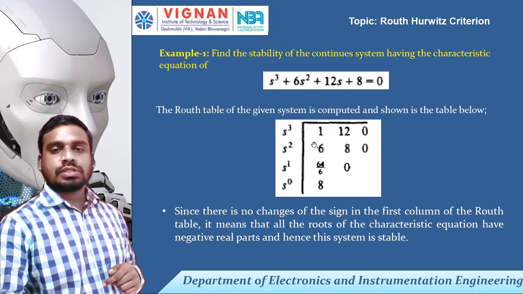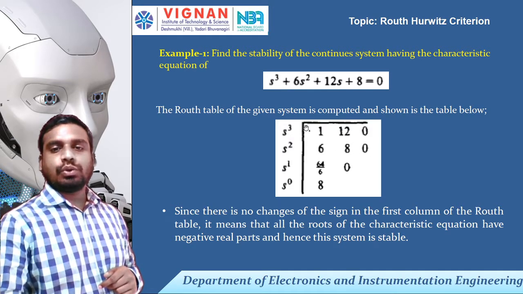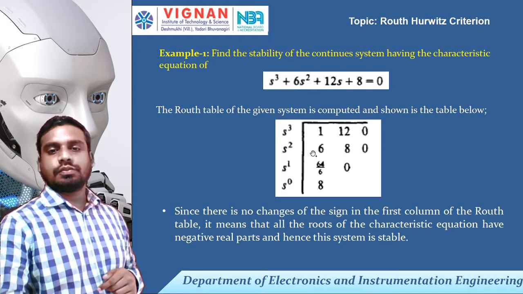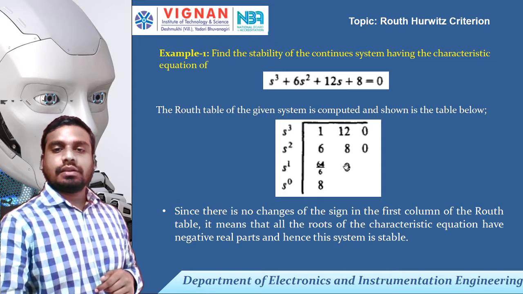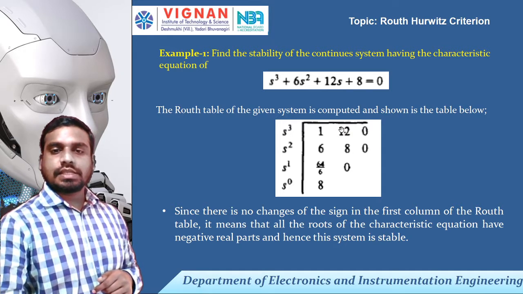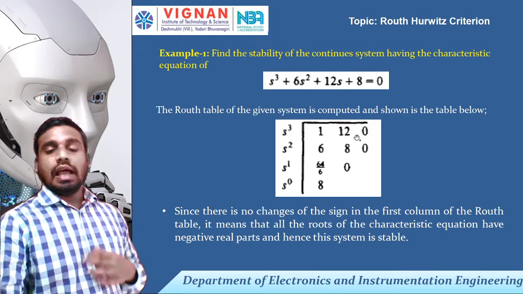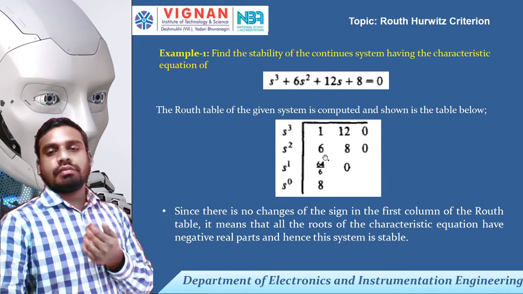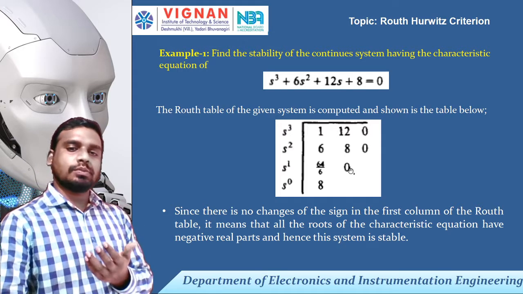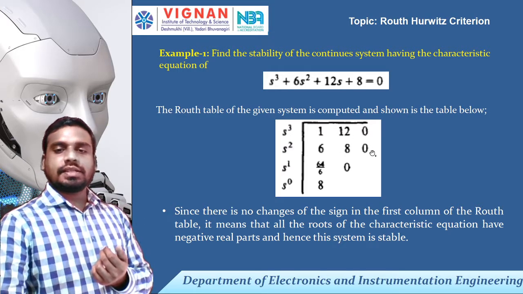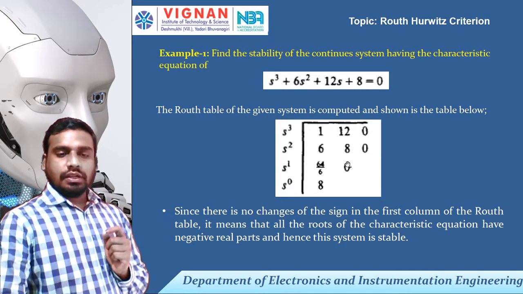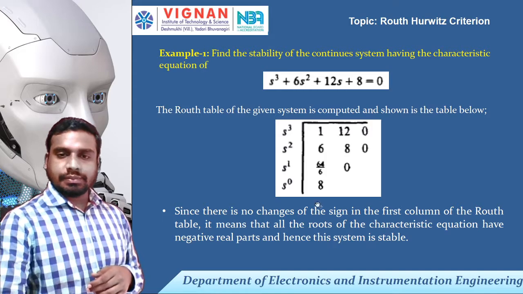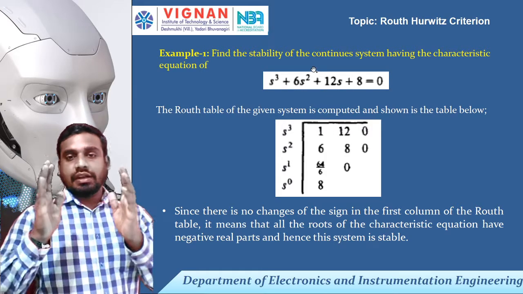Once you get the first two rows, 6 into 12 minus 8 into 1 by 6, that is 64 by 6, right? Then for the second element, you have to skip the second column, so the first column and third column you have to consider. In the third column, we have 0. Whatever you multiply with 0, you will get 0. Right? 6 into 0 minus 0 into 1 by 6. That is 0. So this is how we estimate the table.